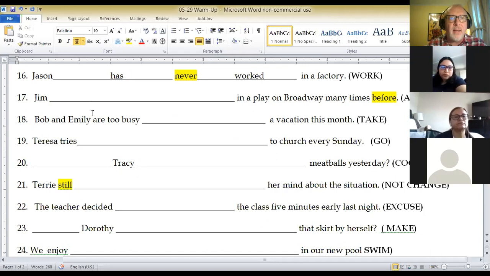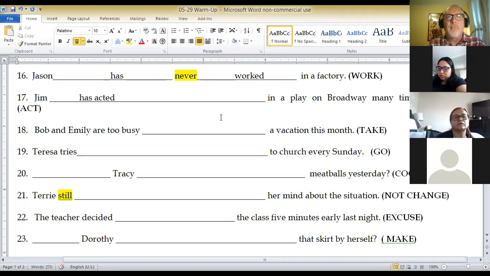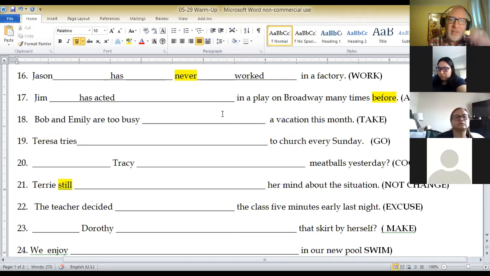Let's see. Jim in a play on Broadway many times before. Many times before. We're going to use present perfect again. Before is one of our key words because we're talking about his experience. Has acted. You got it. Present perfect because we have his experience.